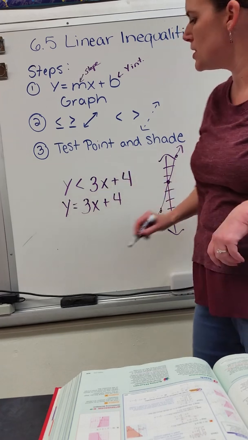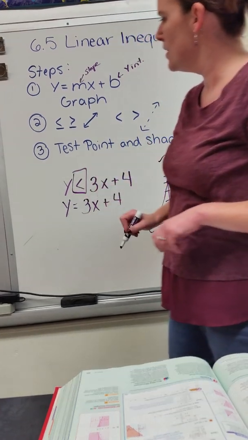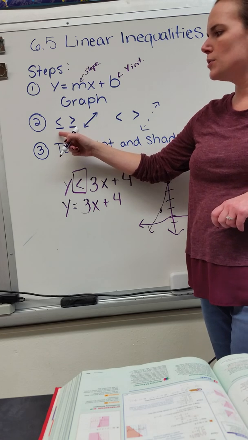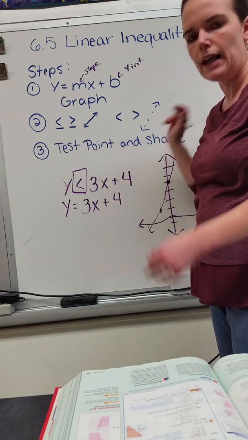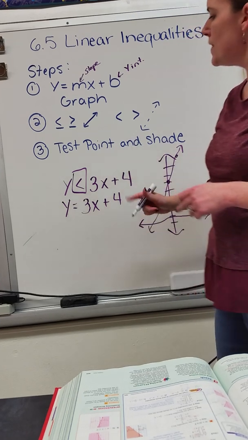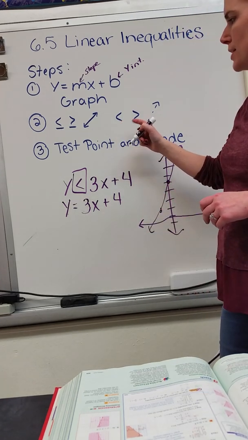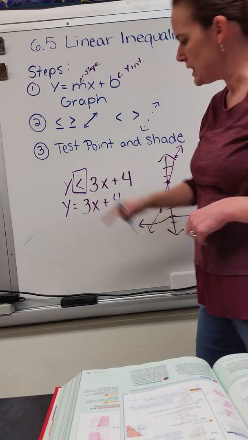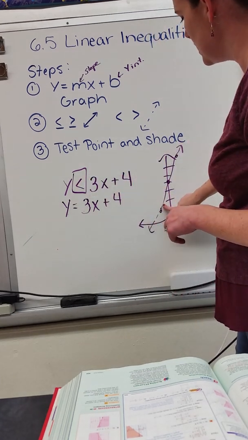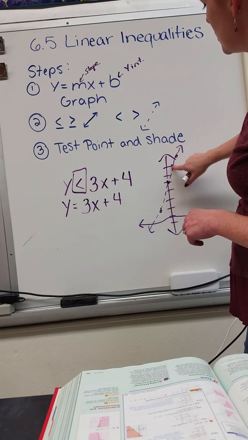The next thing you do is you look at what this sign is. If it is a less than or equal to or a greater than or equal to, then it's a solid line. If it's just a less than or just a greater than, it's a dashed line. So since mine was just a less than, this is actually a dashed line. So it's not a straight line.